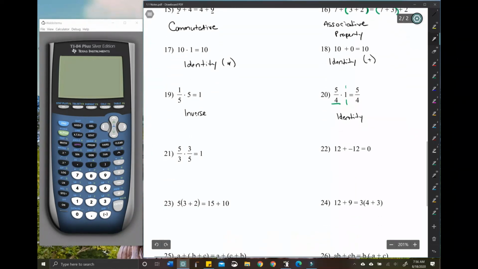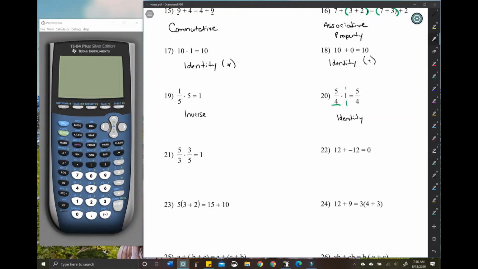Okay, 5/3, 3/5 equals 1. So on the right-hand side, we don't have 5/3. These numbers are reciprocals, so this is the inverse property. Inverse, because we have reciprocals. 12 plus negative 12 equals 0. If you said inverse, absolutely. Inverse for addition are the opposites.